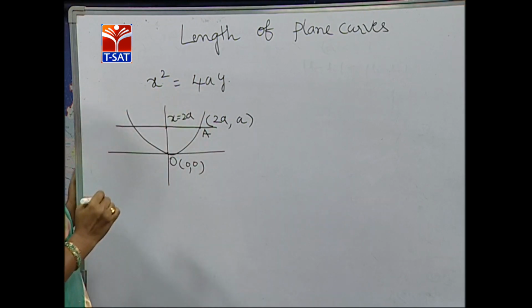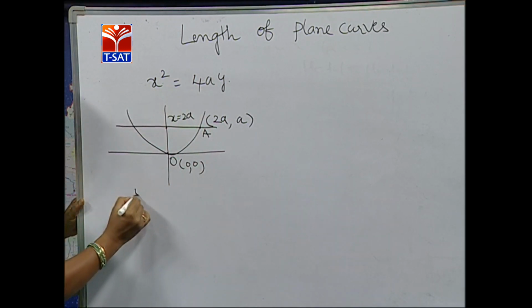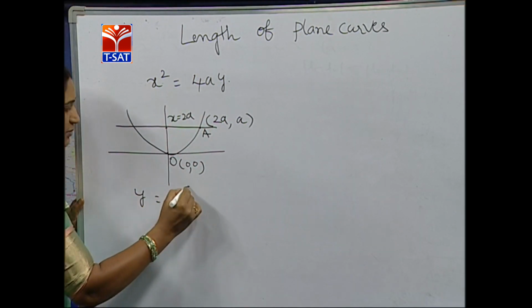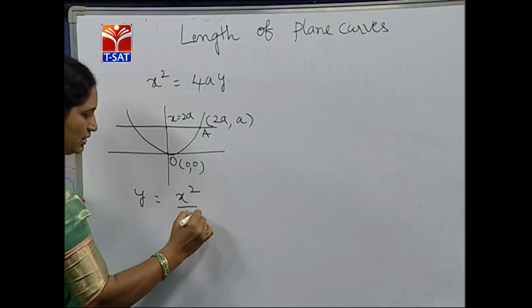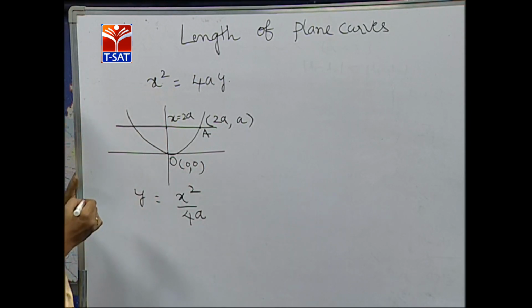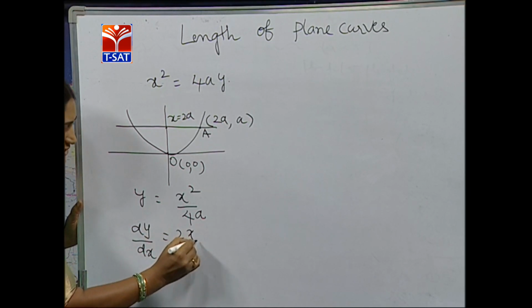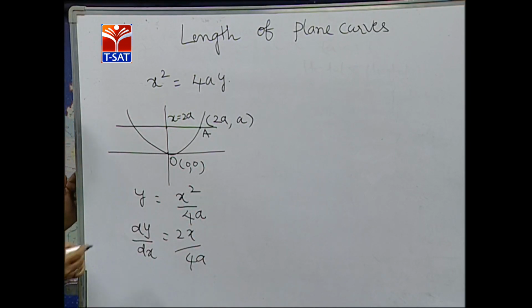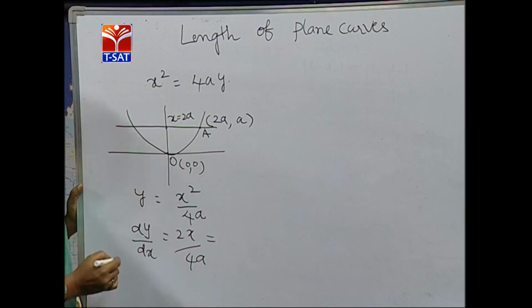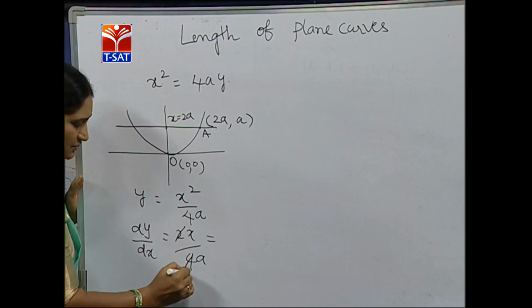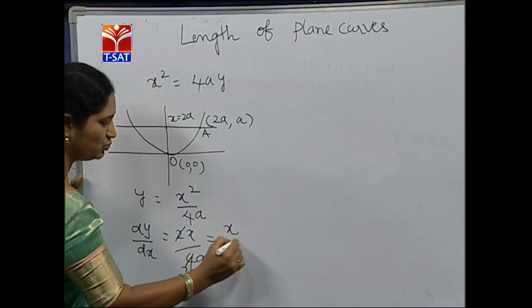The given equation is in the form y is equal to x square by 4a, so it is in Cartesian form. So what is dy by dx? dy by dx is equal to 2x by 4a. The differentiation of x square is 2x, so 2x by 4a. The 2 gets cancelled, giving x by 2a.